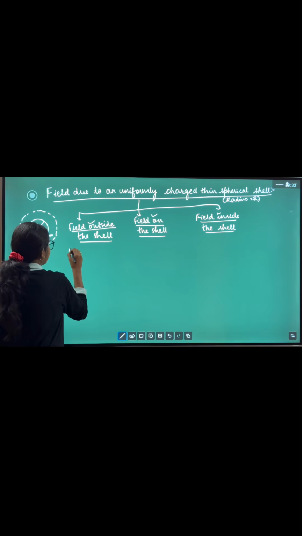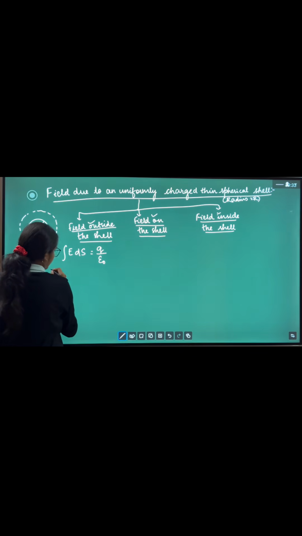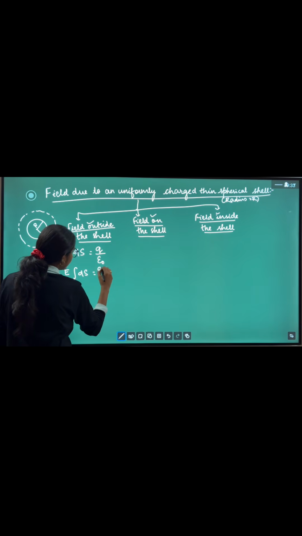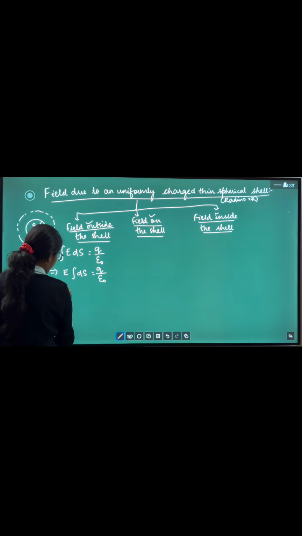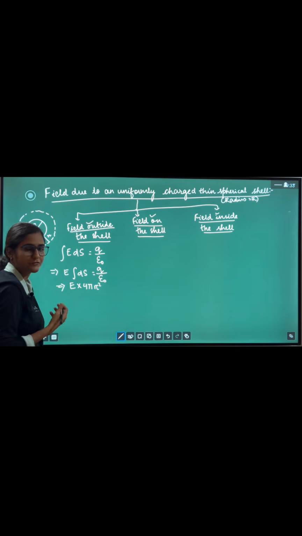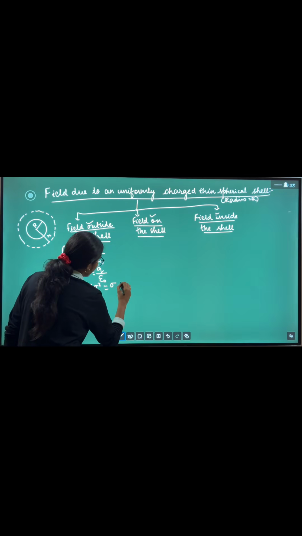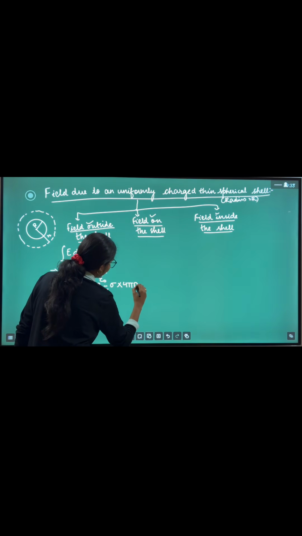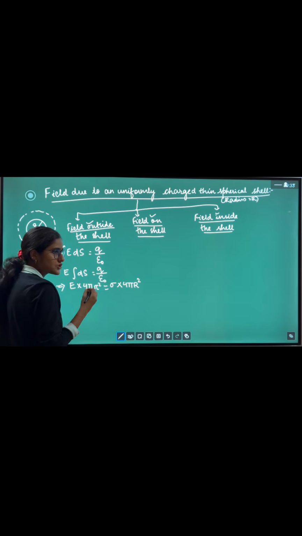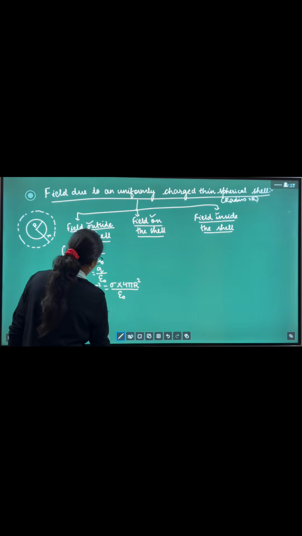Now we know that the integration of E dot dS is equal to q by epsilon 0. This implies that E times the integration of dS is equal to q by epsilon 0, which implies that E into 4 pi r square. Here dS is the area of the Gaussian surface, that is why we will be writing here 4 pi r square is equal to sigma into 4 pi capital R square, because our charge Q is enclosed in this shell, by epsilon naught.